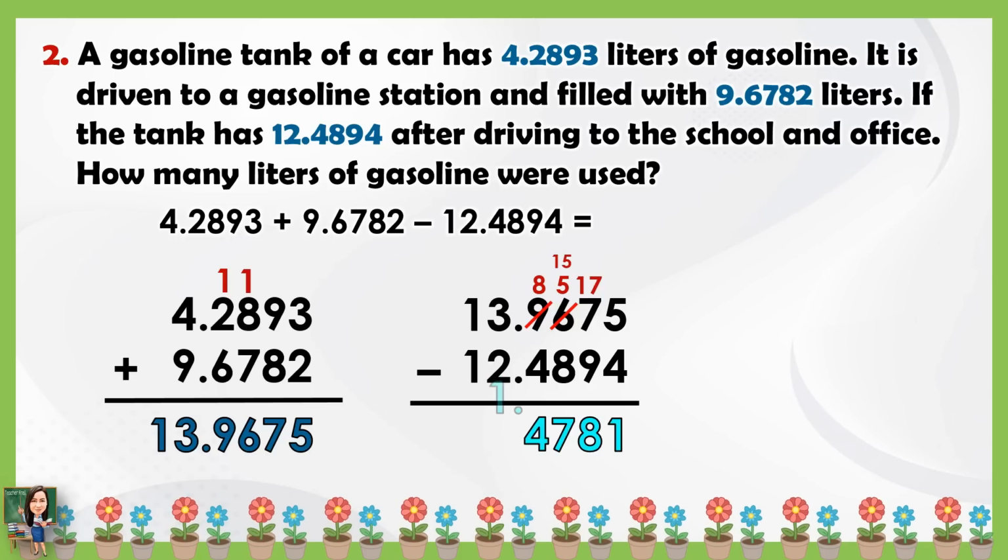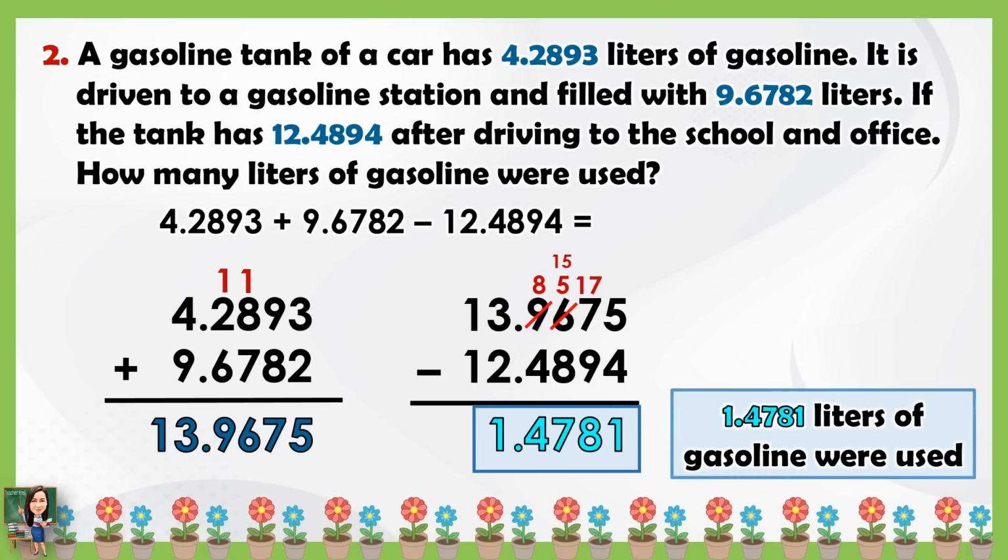Write the decimal point. Then 3 minus 2 equals 1. 1 minus 1 equals 0. But we don't need to write 0. So the answer is 1 and 4,781 10,000ths. 1 and 4,781 10,000ths liters of gasoline were used.